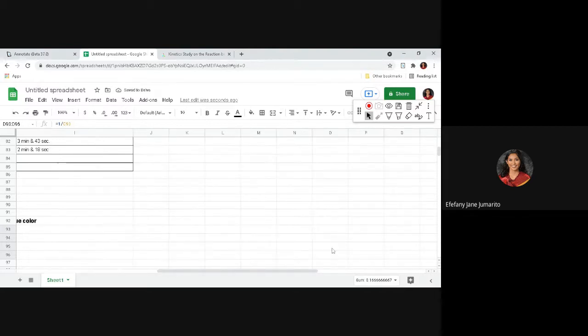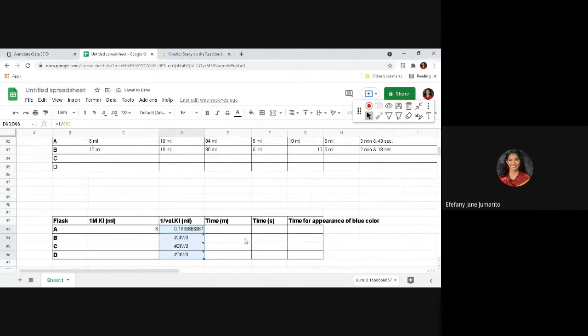Okay, so that's it. Then to copy your formula, you drag. That is our first laboratory, which shows infinity because the values have not been put in yet. Okay, for our second laboratory we have 10 ml. Okay. All right. For that time in minutes we have 3.